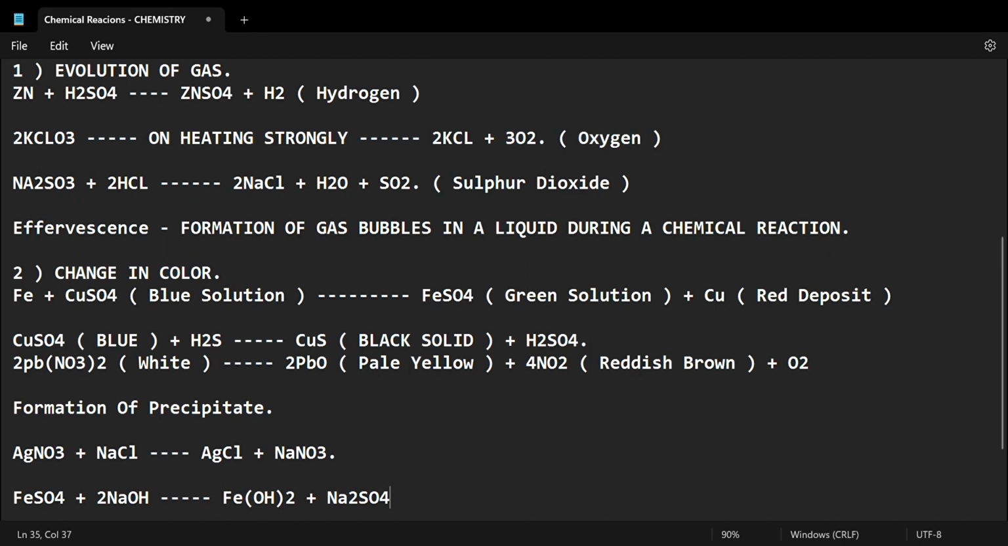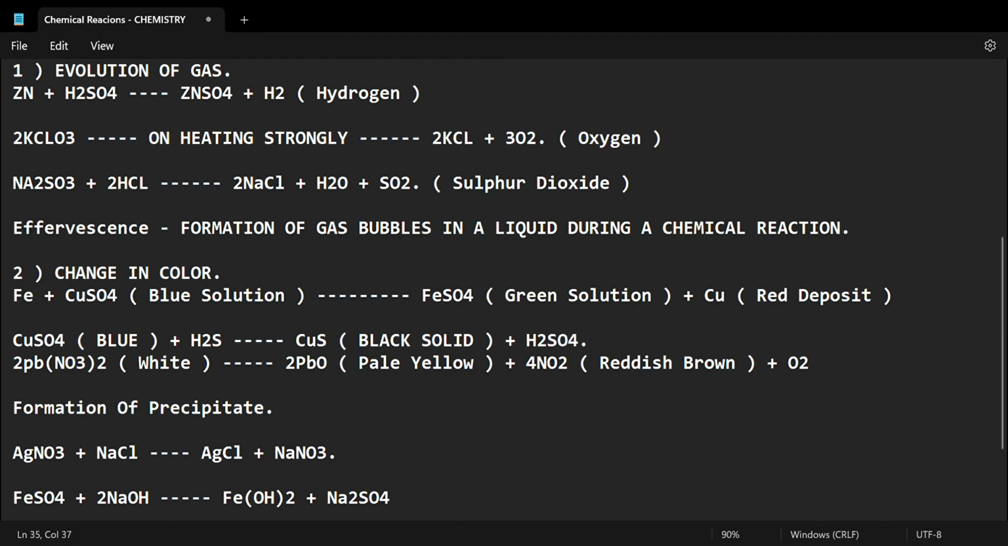Now what is the last formula? The last formula is BaCl2 plus H2SO4. BaCl2 is a barium chloride solution, plus H2SO4, which is sulfuric acid, becomes BaSO4, which is barium sulfate, a white precipitate, plus 2HCl, hydrochloric acid. So this is the third formula.